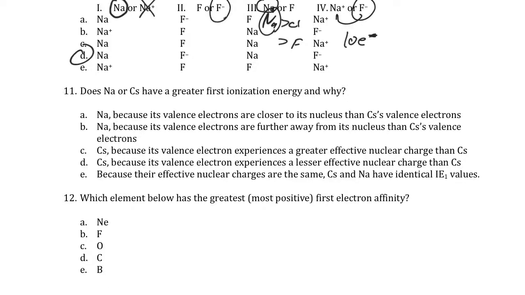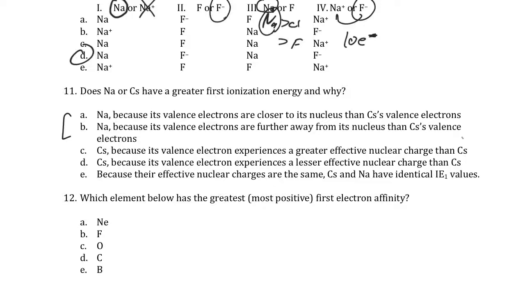Sodium versus cesium. So does sodium or cesium have the greater first ionization energy, and then what's the explanation here? Well, our general trend is that ionization energy decreases from top to bottom. So cesium is going to have the lower ionization energy than sodium. We're looking for the higher, so cesium's is lower, so sodium is higher. Sodium has the higher ionization energy because its valence electrons are closer to its nucleus. Cesium's valence shell is larger, so that valence electron is further away from its nucleus.